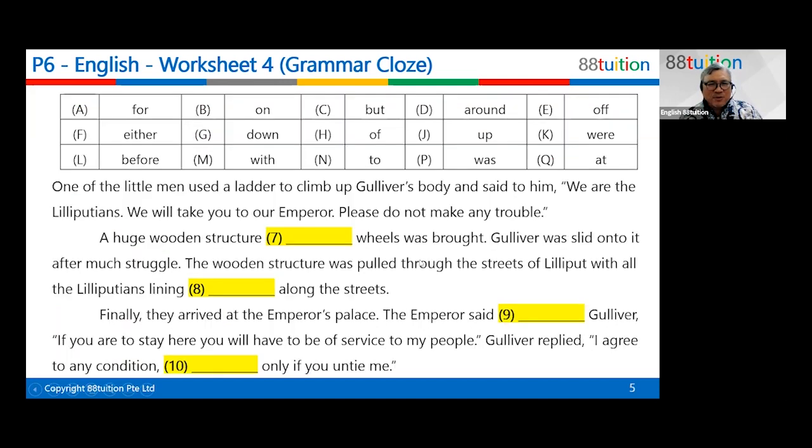Let's go on to number 7. One of the little men used letters. We are the Lilliputians. We will take you to our emperor. Please do not make any trouble. The huge wooden structure, what wheels was brought. So number 7, answer please.